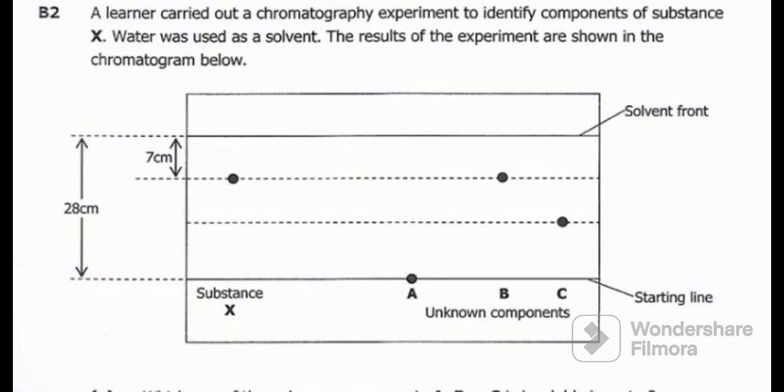Okay, I have this interesting question from Science Paper 2 2020. The statement reads: Elena carried out a chromatography experiment to identify components of substance X. Water was used as a solvent. The results of the experiment are shown in the chromatogram below.